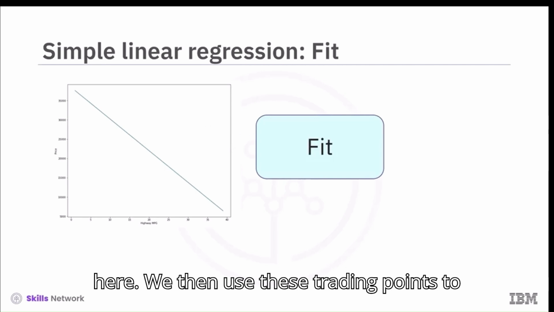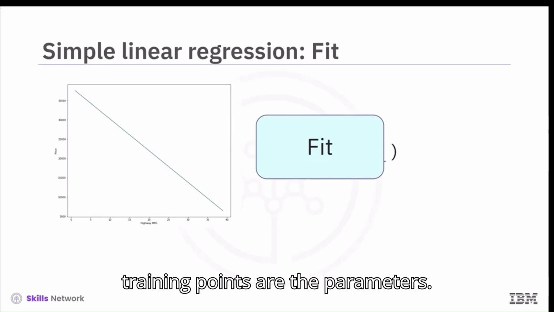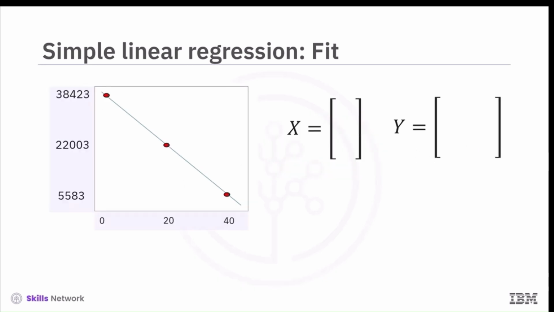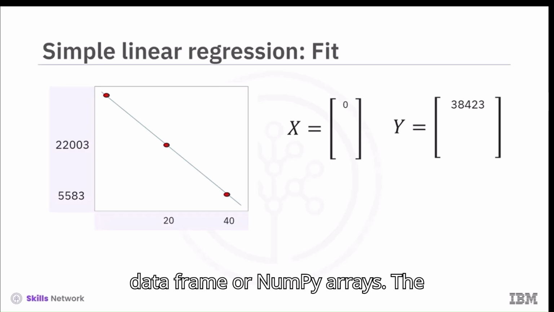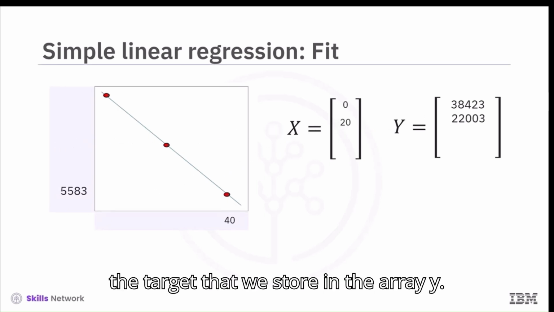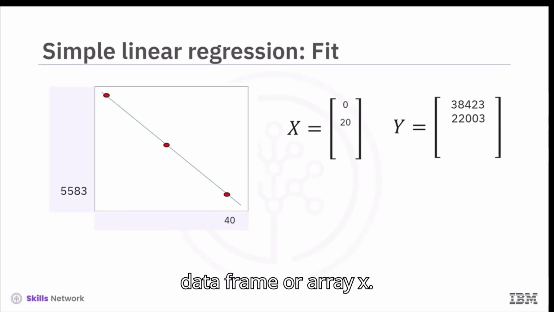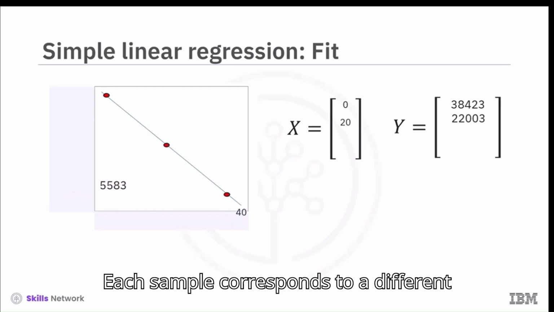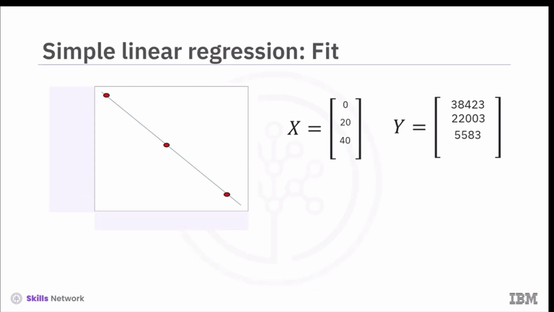We then use these training points to fit our model. The results of the training points are the parameters. We usually store the data points in two data frames or NumPy arrays. The value we would like to predict is called the target, which we store in the array Y. We store the independent variable in the data frame or array X. Each sample corresponds to a different row in each data frame or array.